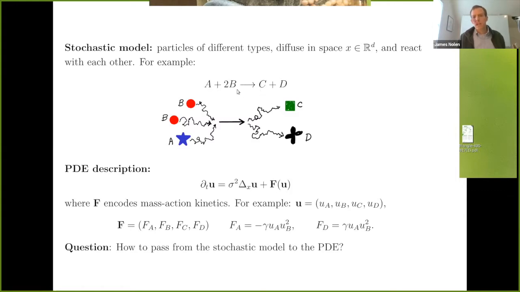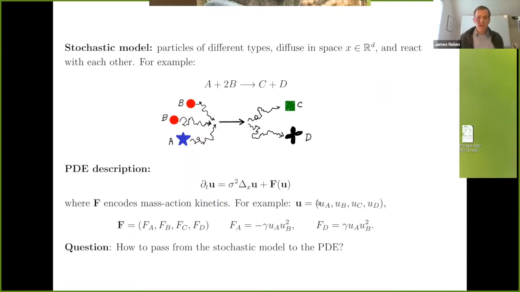So this notation doesn't say anything about the spatial movement and how that's related to the reactions. This just says that one of the possible reactions that can occur would be this one. Okay, so these molecules are diffusing and also reacting. So the PDE description that we have in mind is a system of equations, reaction-diffusion equations of mass action type.